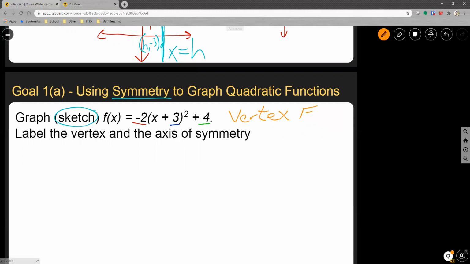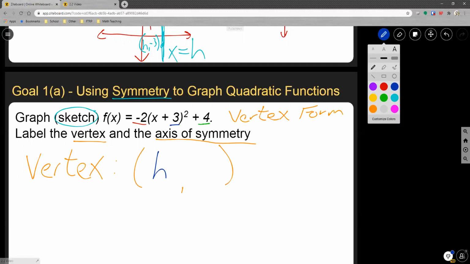Actually, we're going to stay in vertex form right now. We'll be moving on to standard form in a minute. But our goals are to label the vertex and the axis of symmetry. Well, remember, the vertex is very easy if we're in vertex form. The vertex is just going to be an ordered pair in the form of h comma k.